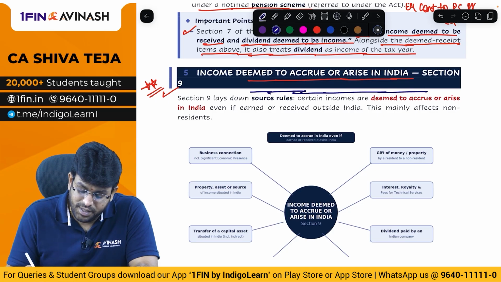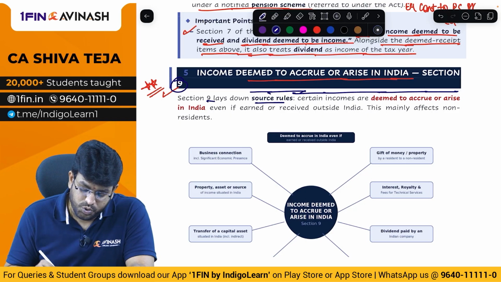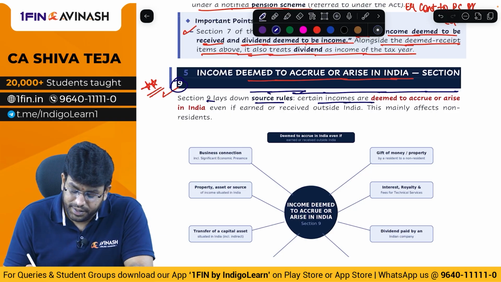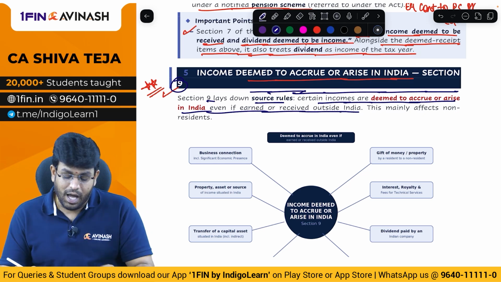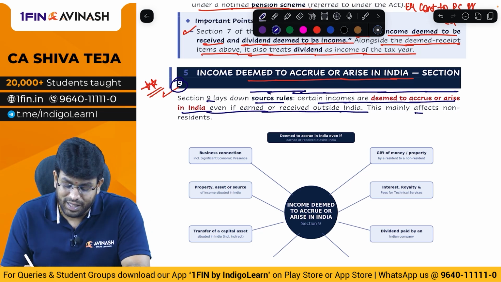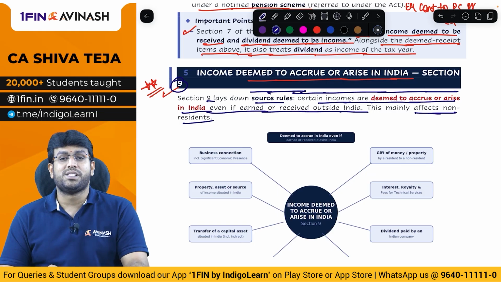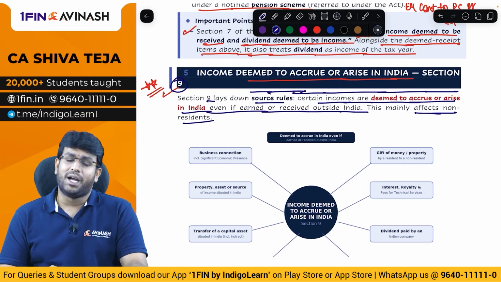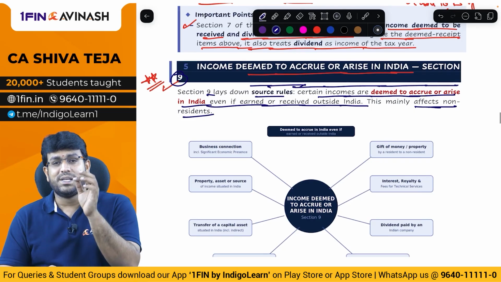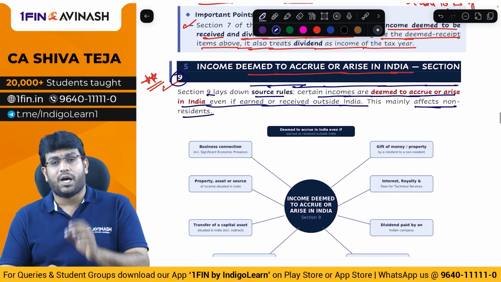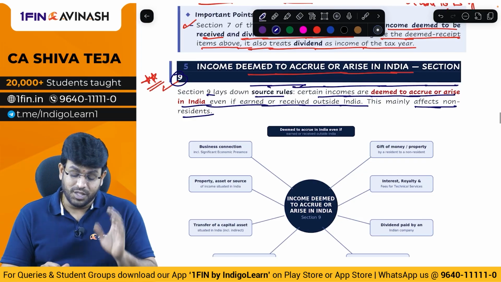Income deemed to accrue or arise in India, which section, my dear friends? Section 9. Section 9 lays down source rules. Certain incomes are deemed to accrue or arise in India even if earned or received outside India. So this mainly affects whom? Non-residents. If income is deemed to accrue or arise in India, it becomes Indian income and it is definitely taxable even for a non-resident. Because once income is Indian income, it is taxable for ROR, RNOR and even NR for that matter.